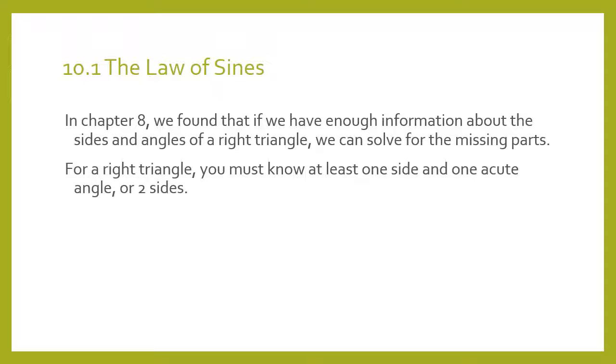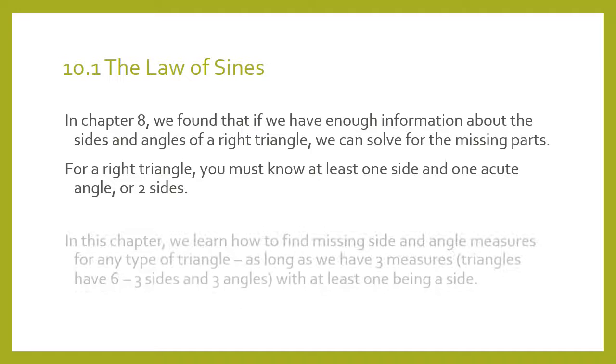If you have a right triangle, you have to know at least one side and one acute angle, or two sides. You already know the 90-degree angle, so the fact that you have one angle already is given to you.